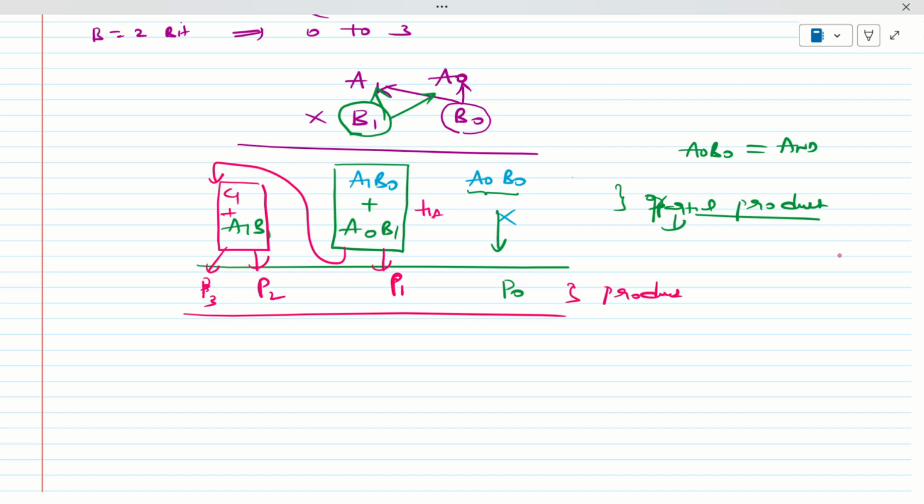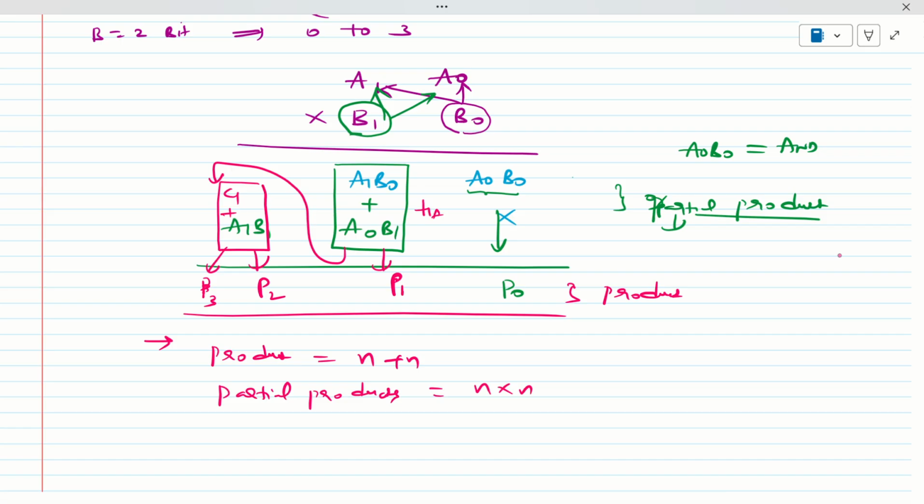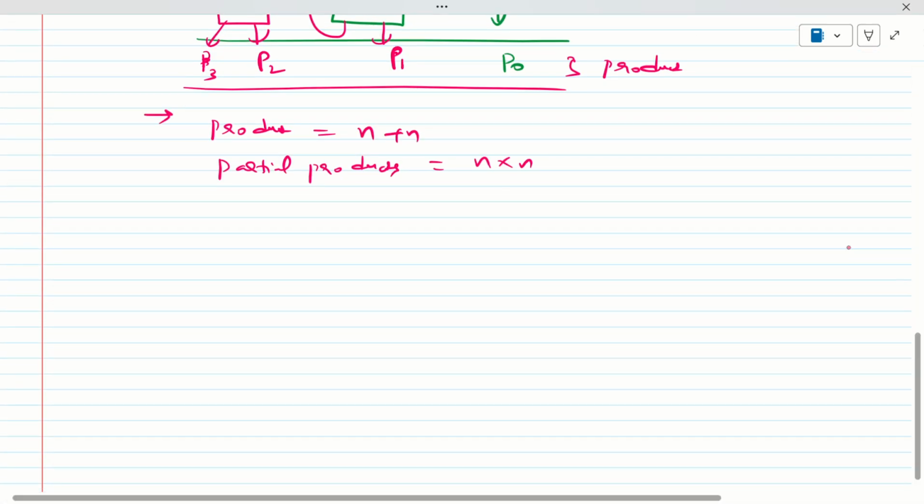So how to get the product? The product we will get by using the formula n plus n. How to get partial products? Partial products, the formula is n into n. So depending on this formula, we will get the partial products as well as the final product.